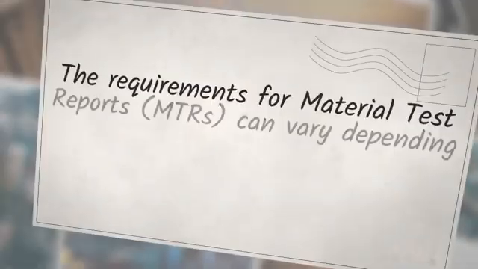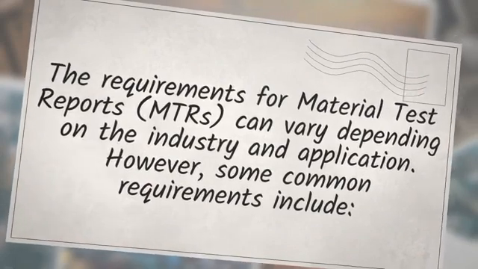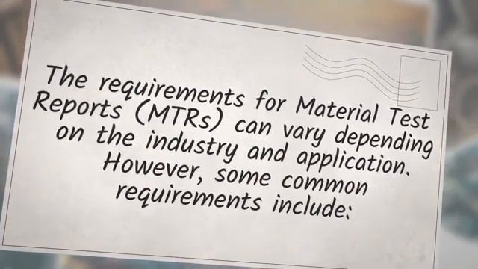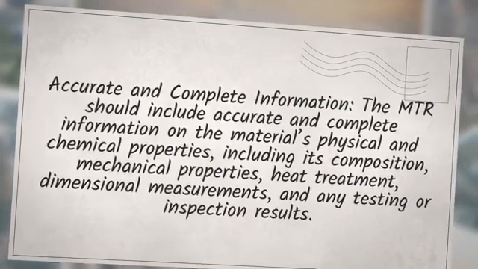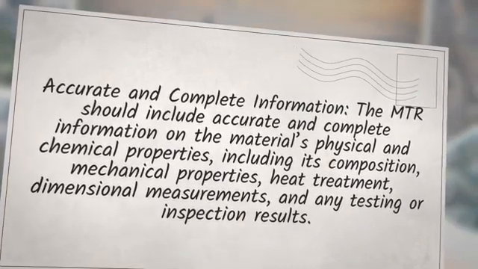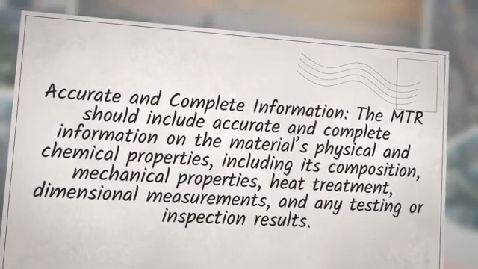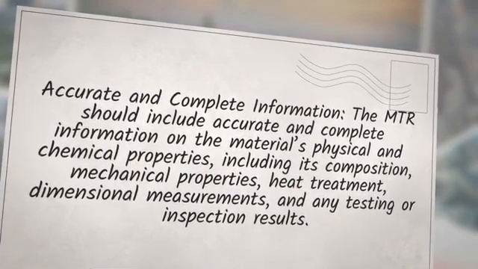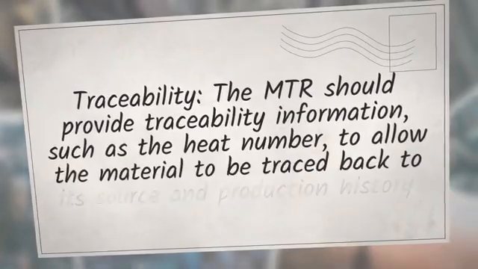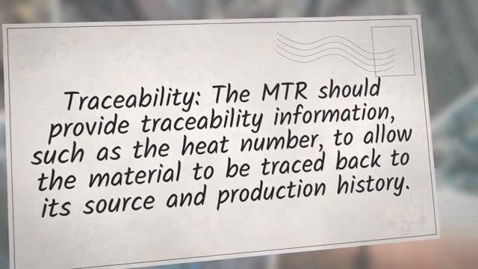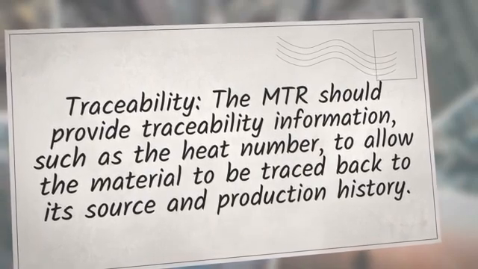The requirements for material test reports, MTRs, can vary depending on the industry and application. However, some common requirements include accurate and complete information. The MTR should include accurate and complete information on the material's physical and chemical properties, including its composition, mechanical properties, heat treatment, dimensional measurements, and any testing or inspection results. Traceability. The MTR should provide traceability information, such as the heat number, to allow the material to be traced back to its source and production history.